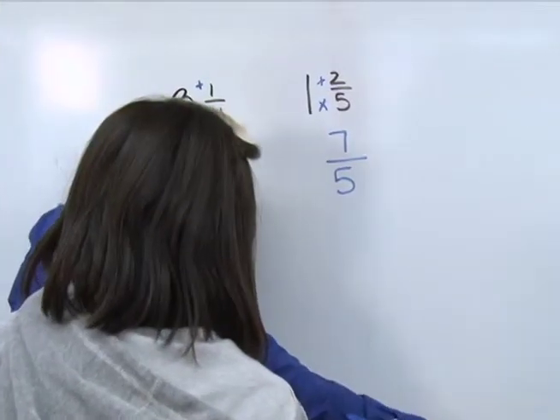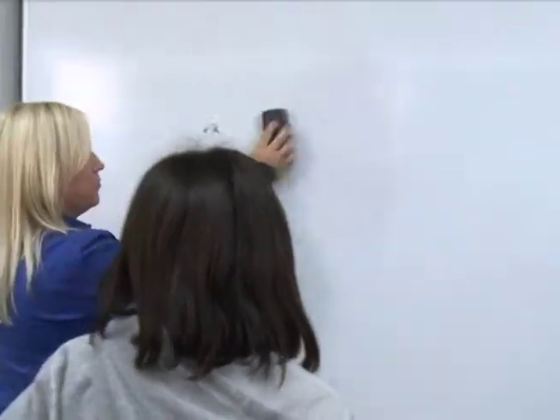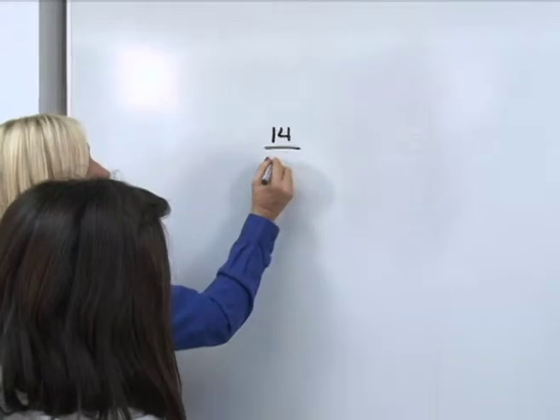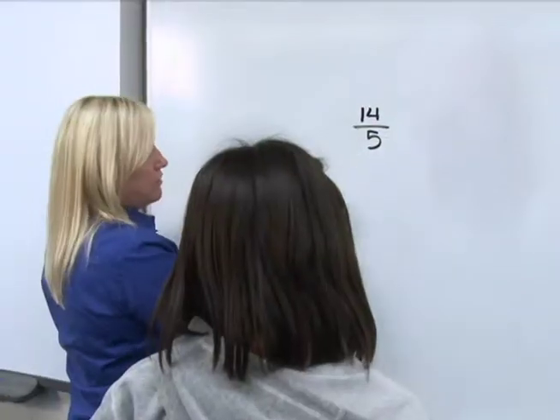And how do you know that's an improper fraction? Because the 7 is larger than the 5. Very good. Okay, so now let's go ahead and do it the other way. Let's put a couple of improper fractions, and let's say 14 over 5. If I want to go backwards and change this to a mixed number, you're going to divide 5 into 14.